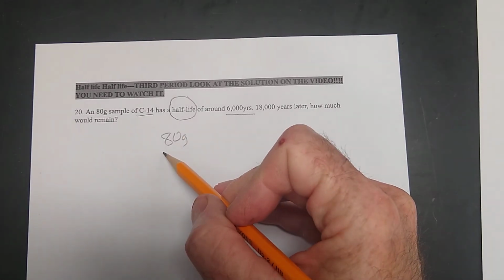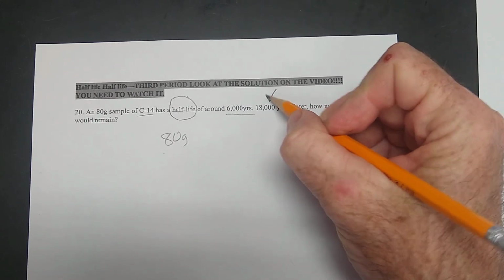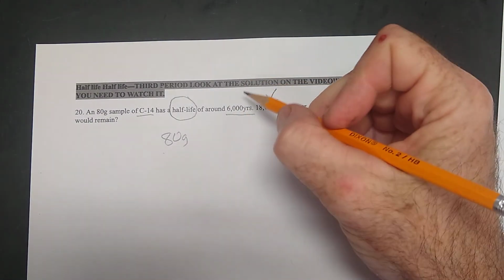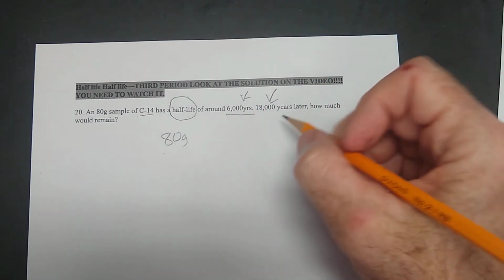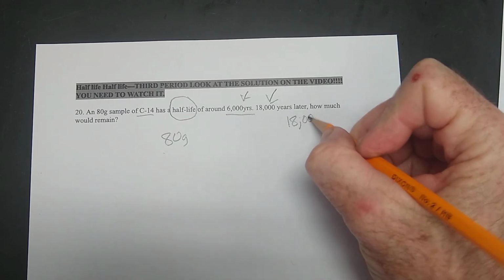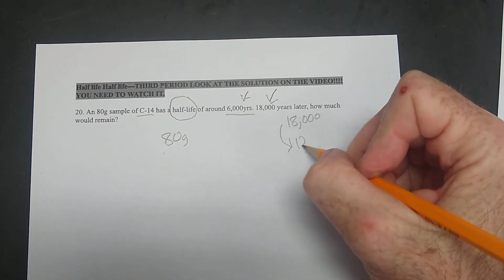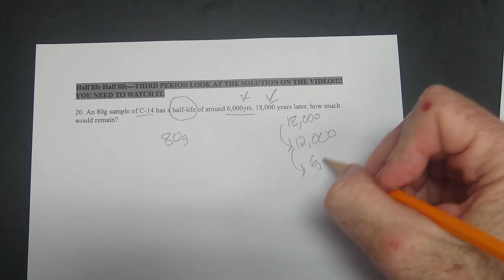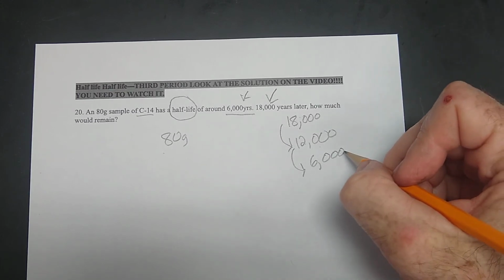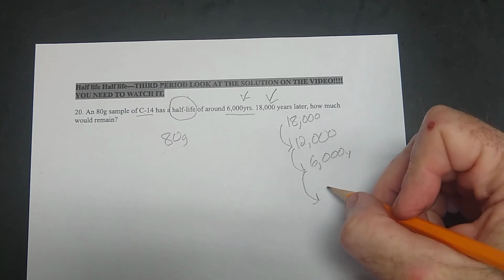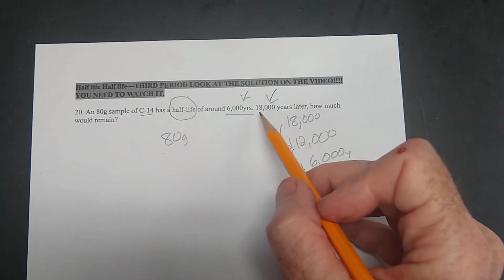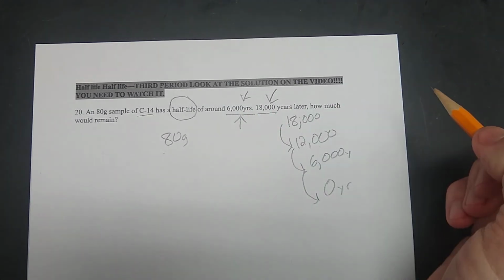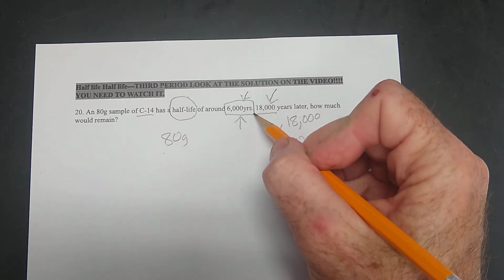So if we start out with 80 grams and 18,000 years go by, how much will be left? Well, half of it disappears every 6,000 years. So 18,000, if a half-life went by, you'd have 12,000 years. Then another half-life went by, you'd have 6,000 years, right? Then another half-life will get you to the present at the 0 year, right? So in 18,000 years, you would go through 3 half-lives if each half-life is 6,000 years.